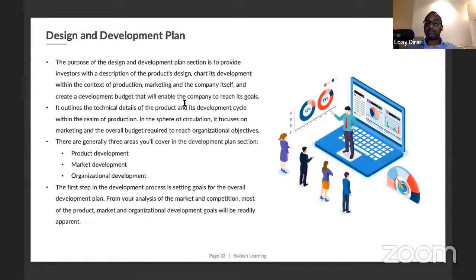And it will help to chart the product design, charts its development within the context of production, marketing, and the company itself, and create a developing budget that will enable the company to reach its goals. So if you cannot see how it's going to look and feel, how are you going to engage stakeholders who are going to be interested in your idea? So always bring in the future or the end look of the product, it is going to help to motivate those involved in developing or helping you in developing your business plan.